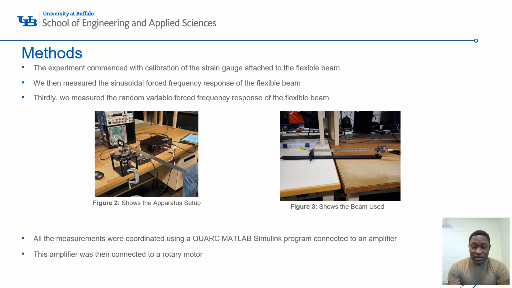All measurements were coordinated using a Quark MATLAB Simulink program that sends signals to an amplifier via Quanser DAQ board. The amplifier was responsible for providing power to the rotary motor that caused the flexible beam to wobble, hence registering deflections of the strain gauge.